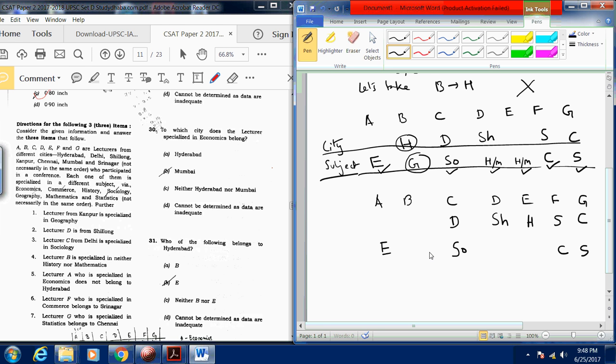So if D belongs to Hyderabad, so just... let E belong to Hyderabad. So we have filled out E belongs to Hyderabad. So now just check.